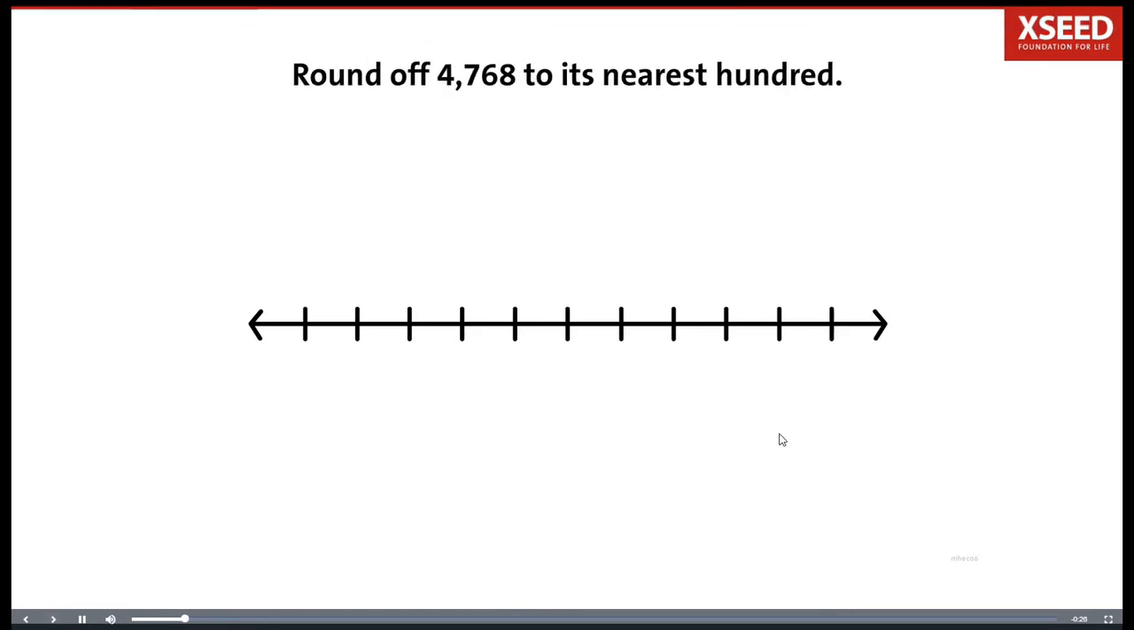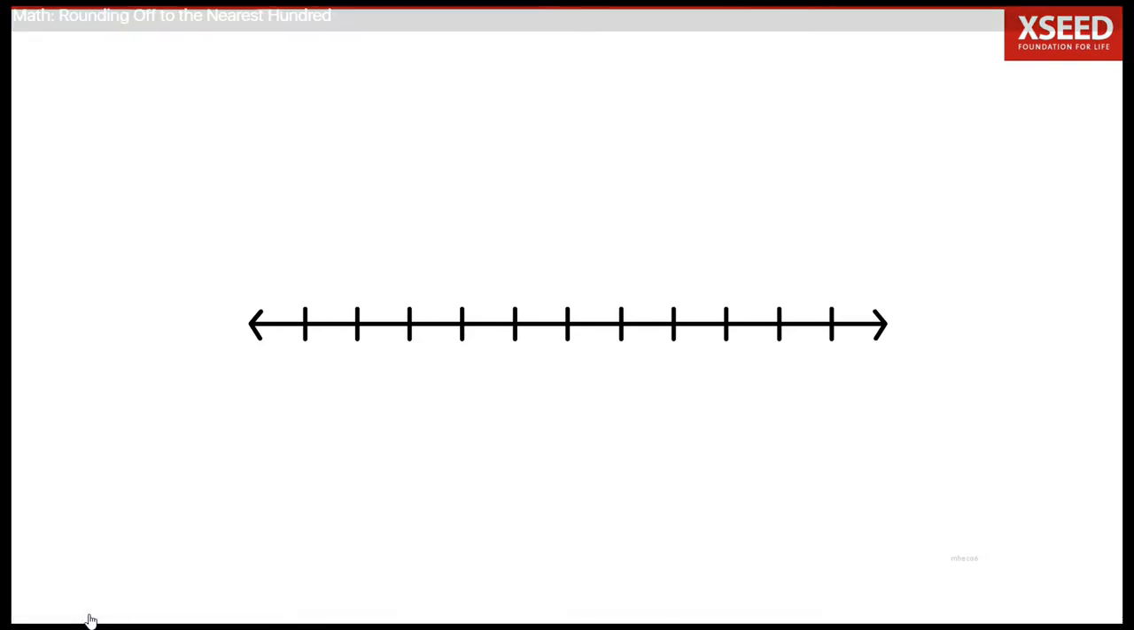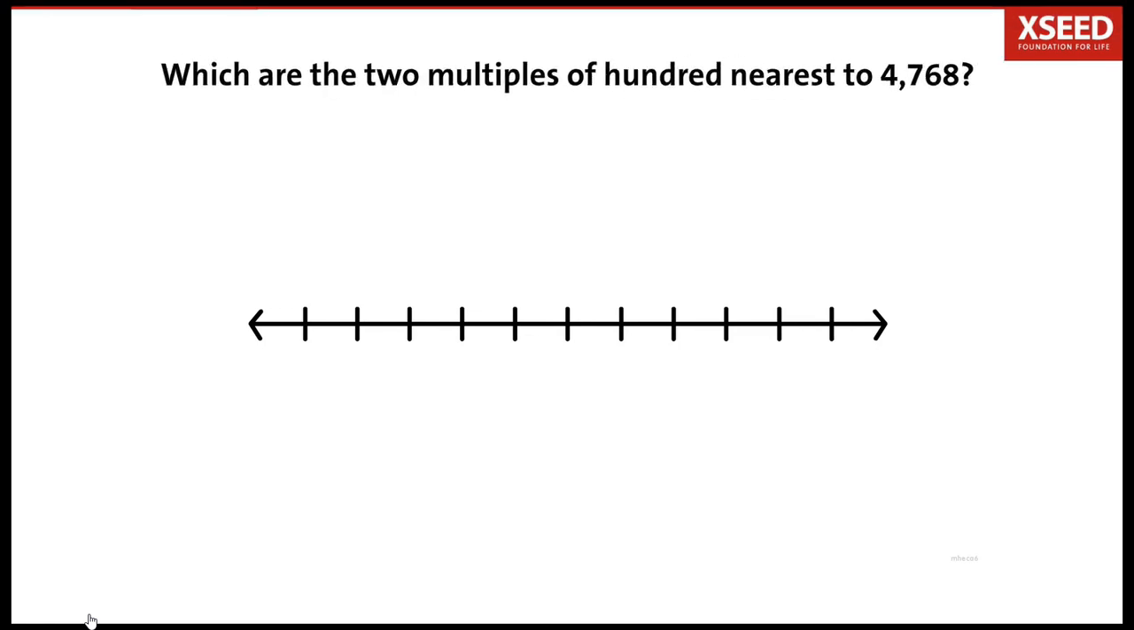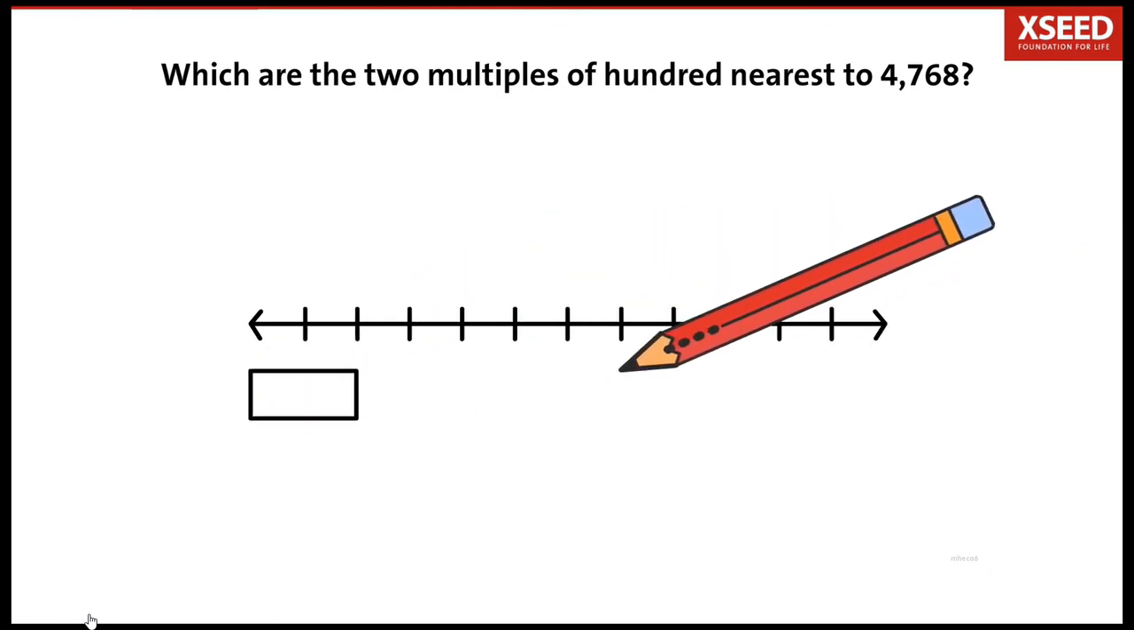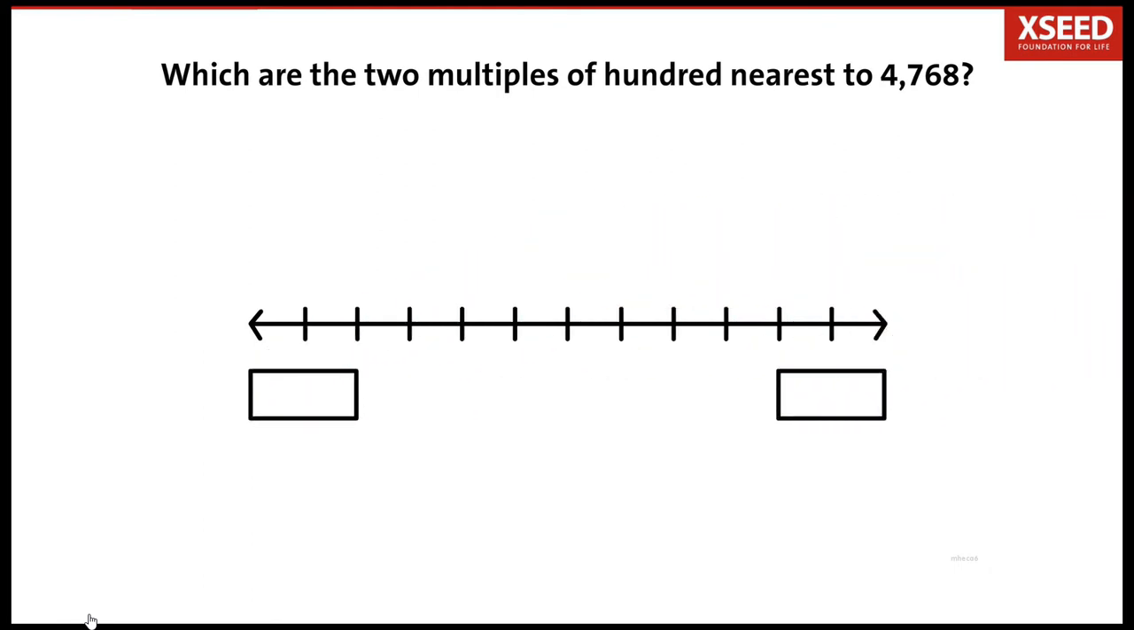Let us round off 4,768 to its nearest hundred. We will first find the 2 multiples of 100 nearest to the number. Which are the 2 multiples of 100 nearest to 4,768? Write them in the 2 boxes at the ends of the number line.